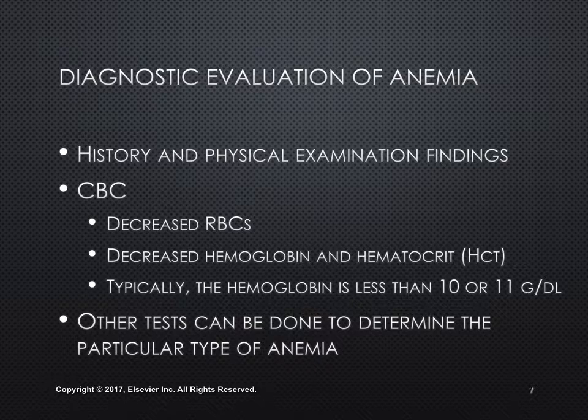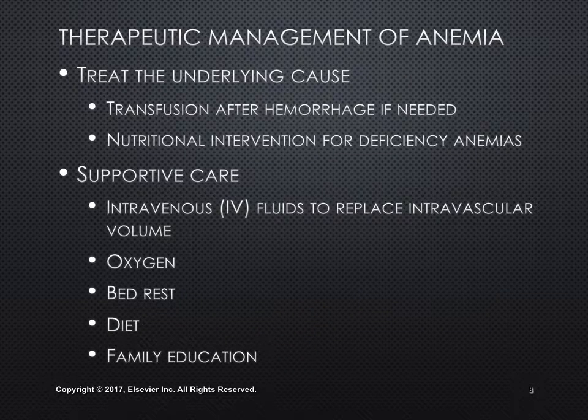Other tests can be determined, the particular type of anemia. We can actually look at ferritin levels to find out if it's iron or other levels to see what it might be associated with. The therapeutic management of anemia is to treat the underlying cause. So if they had a hemorrhage, then they may need to have a transfusion.